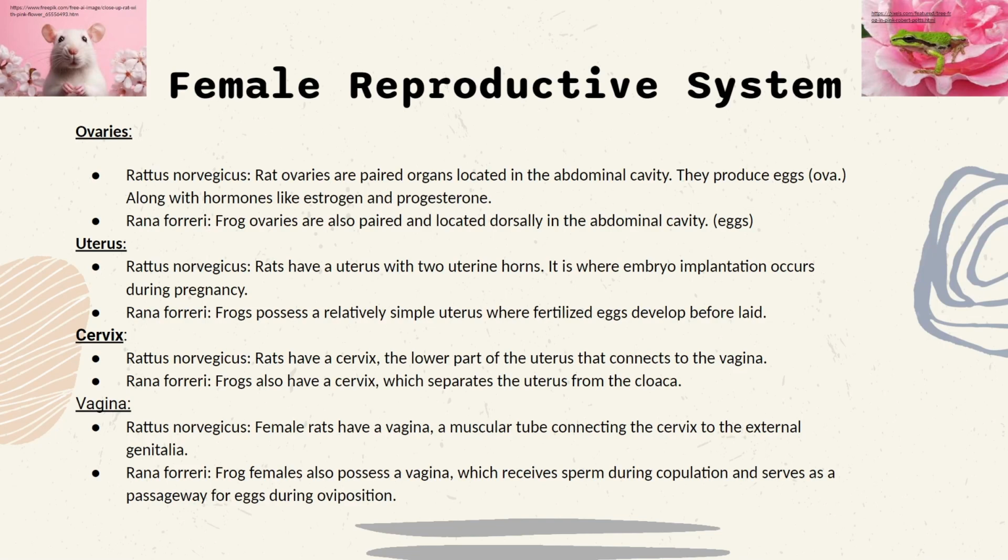For frogs, they also have ovaries that are paired and located dorsally in the abdominal cavity, and they have eggs as well. However, they do produce different eggs than rats.